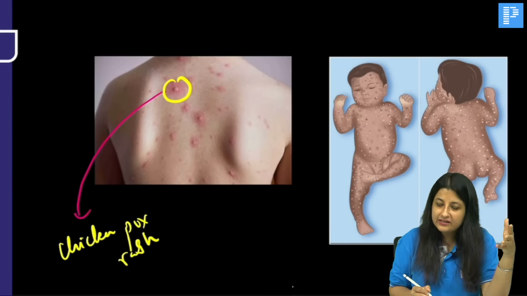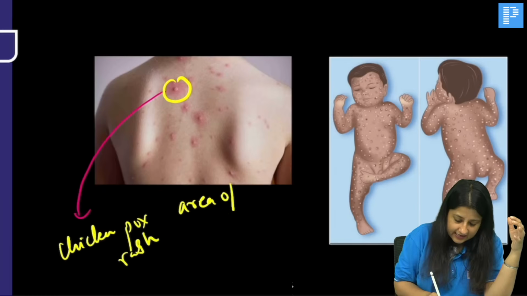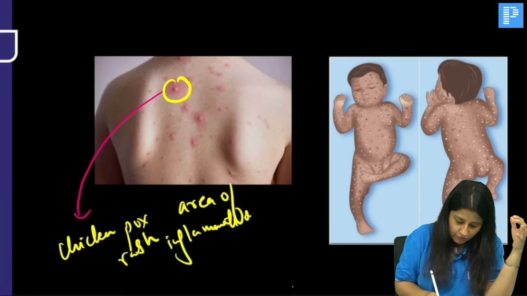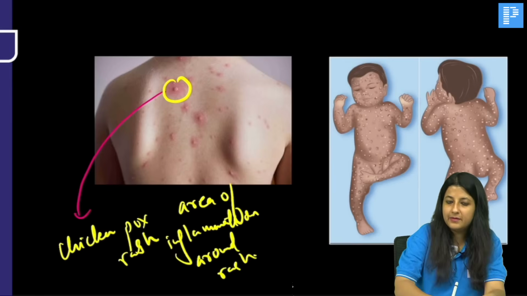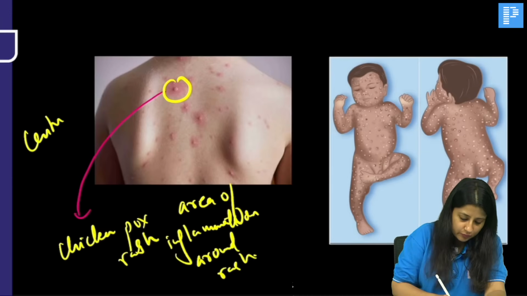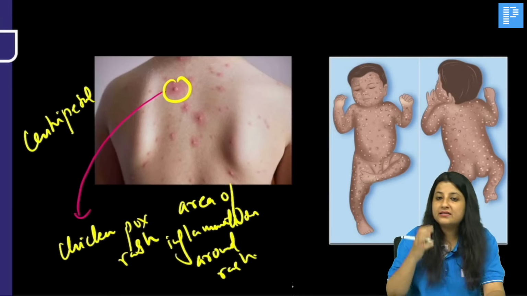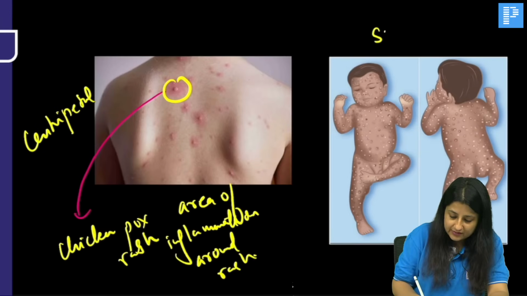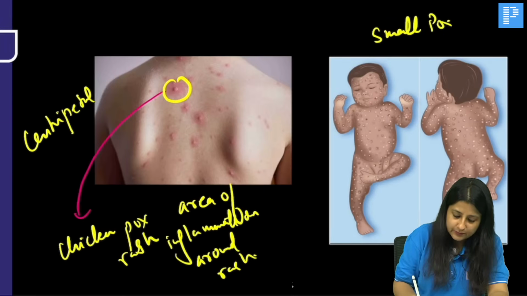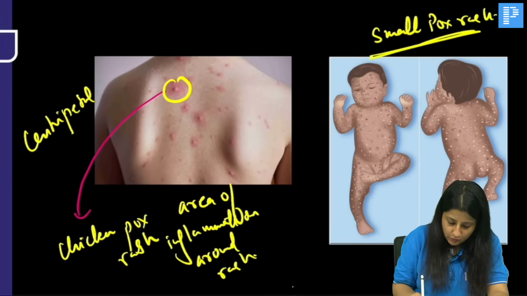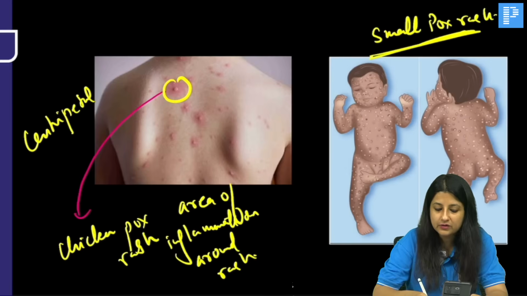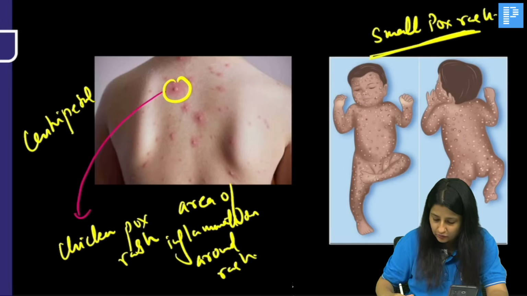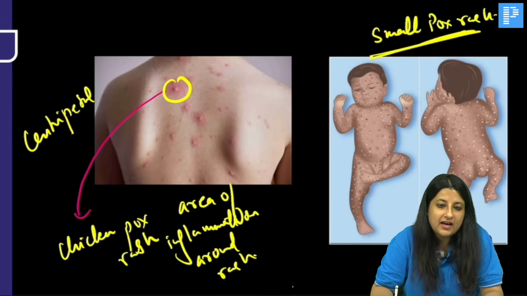How will you identify in exam? The important thing is area of inflammation around the rash. That is what you will remember. And chickenpox का rash distribution centripetal होता है. That's something that we used to get confused with smallpox rash, although smallpox has been eradicated. It is deep seated. There is no area of inflammation around the rash. Clear? Alright, now we are proceeding to some vaccine questions.